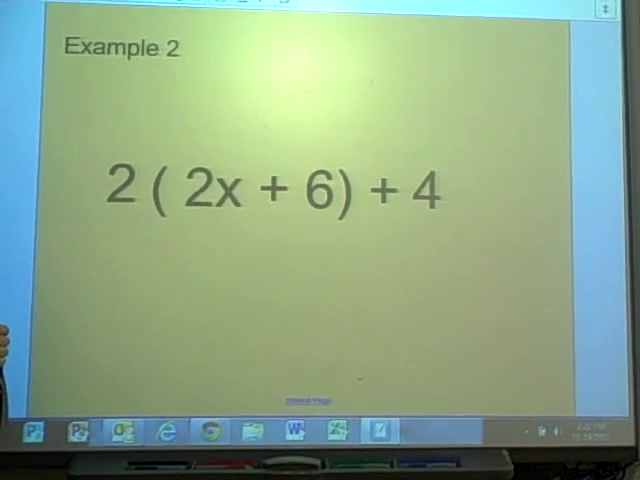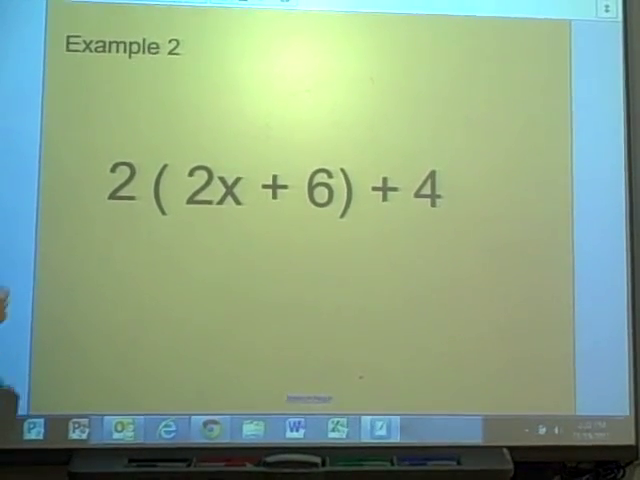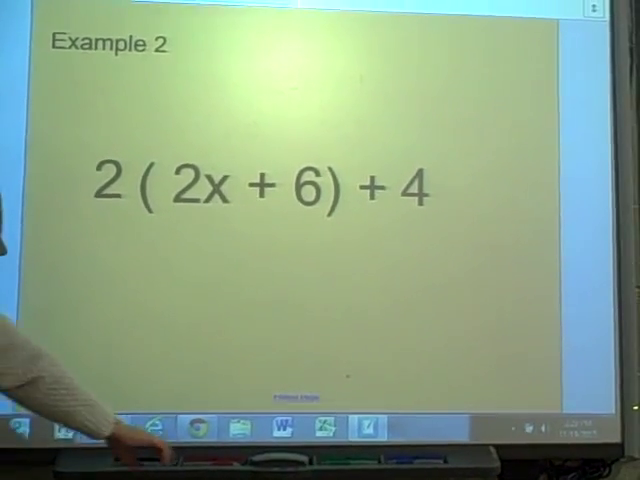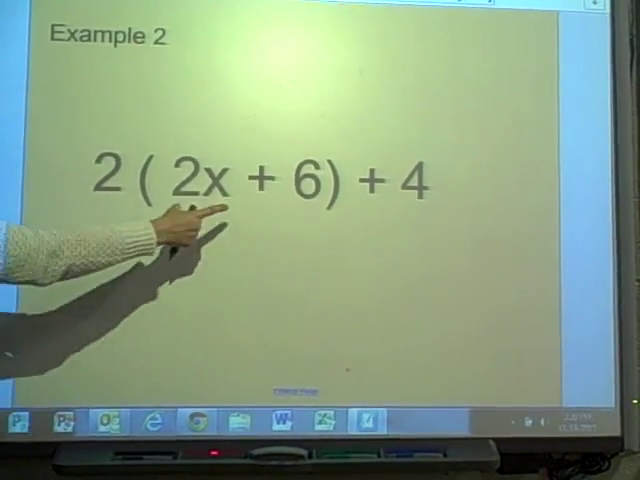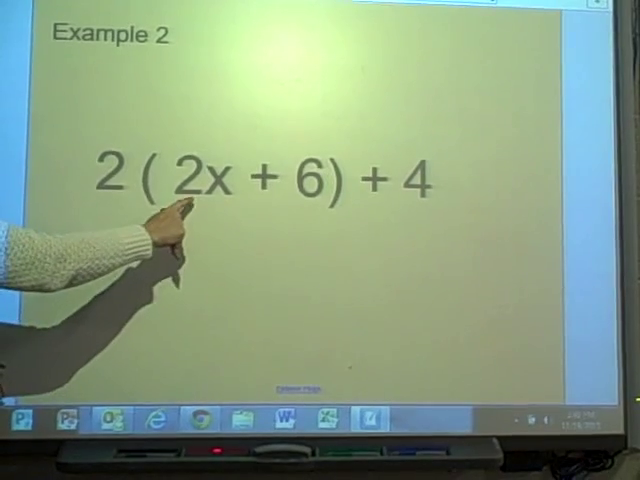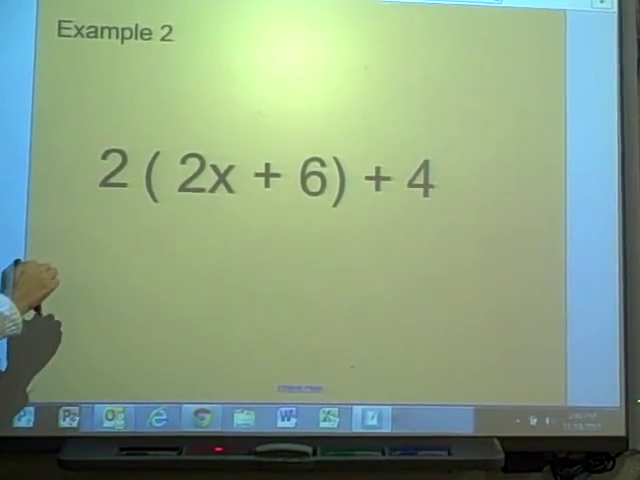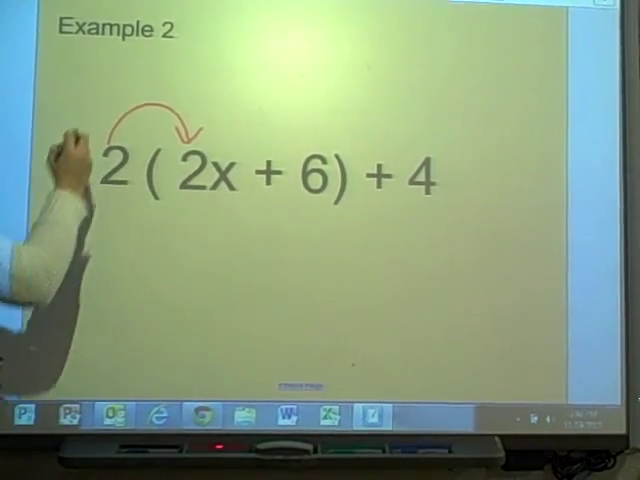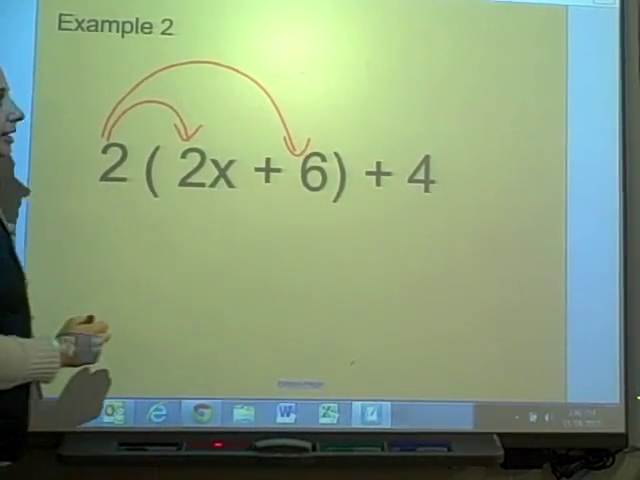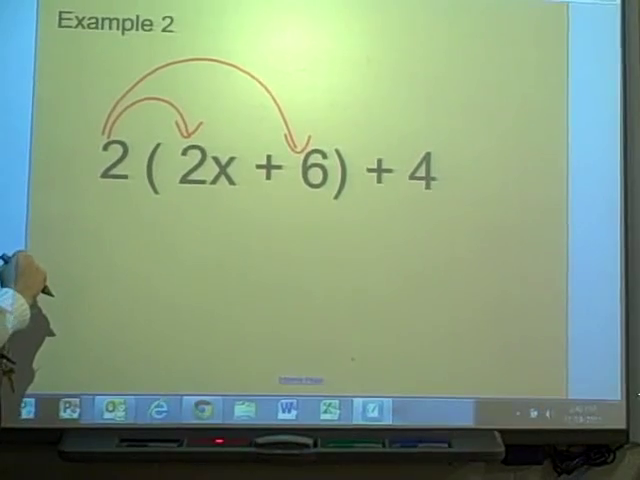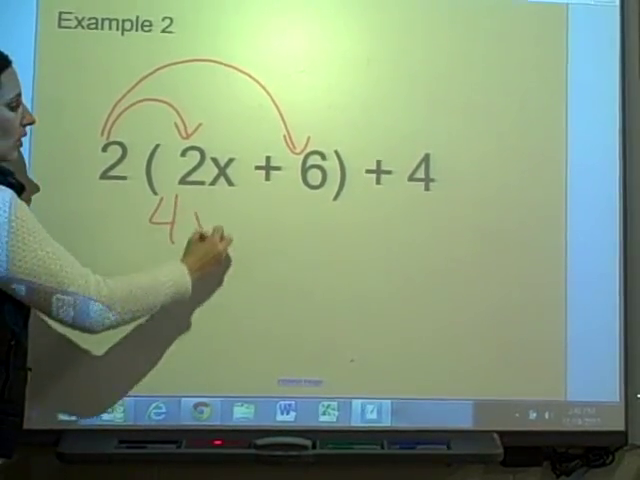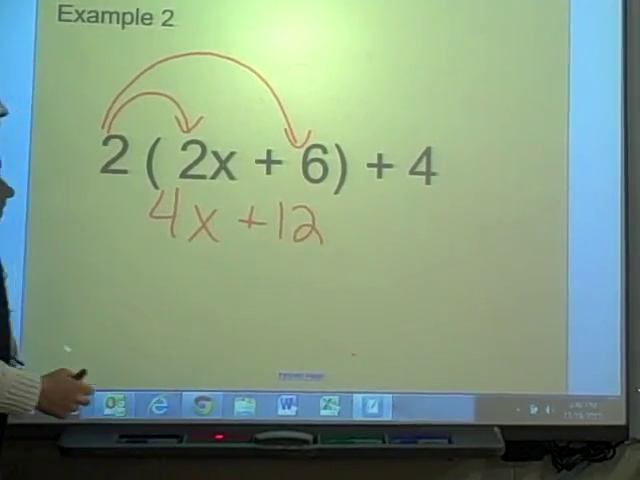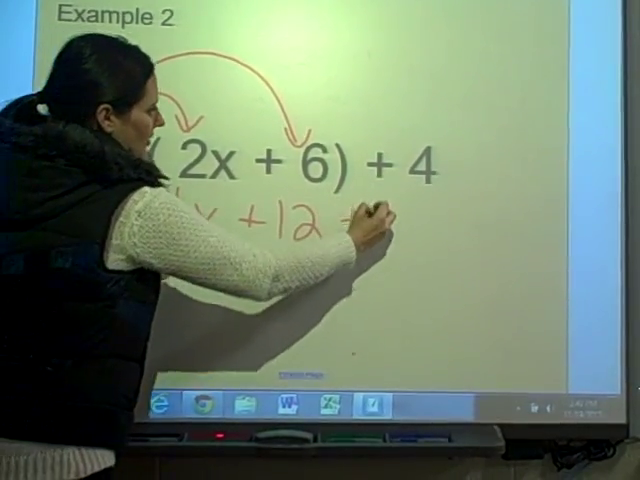Write down example 2 in your notes. If you're ready, pause the video, try this one on your own. We need to get rid of the parentheses here. 2 times the quantity 2x plus 6 plus 4. Distribute your 2 to the 2x, distribute your 2 to the 6. 2 times 2 x's means I have 4x. 2 times 6 is 12. Don't forget to bring down what's left in the expression.